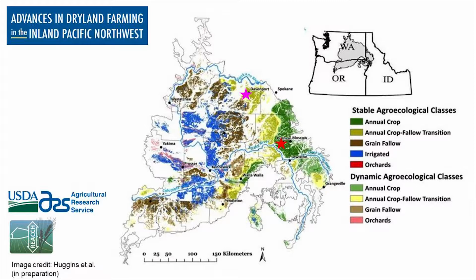This land is classified as part of the annual crop agroecological class. Moving to the northwest near Davenport, where you see a pink star on the map, crop choice is limited by available water, and farmland is in the annual crop fallow transition class, where a typical 2 to 3 year crop rotation will include a period of fallow.